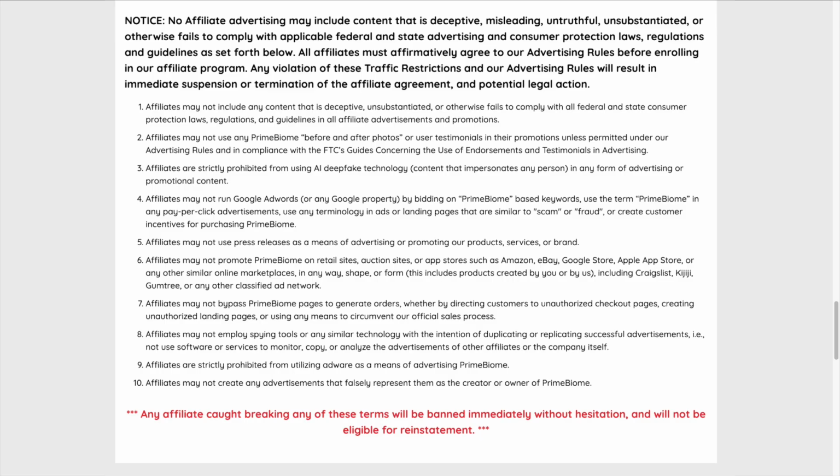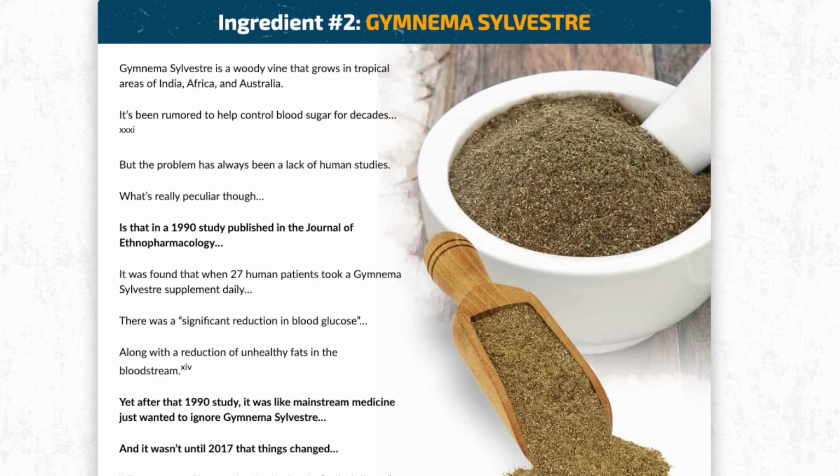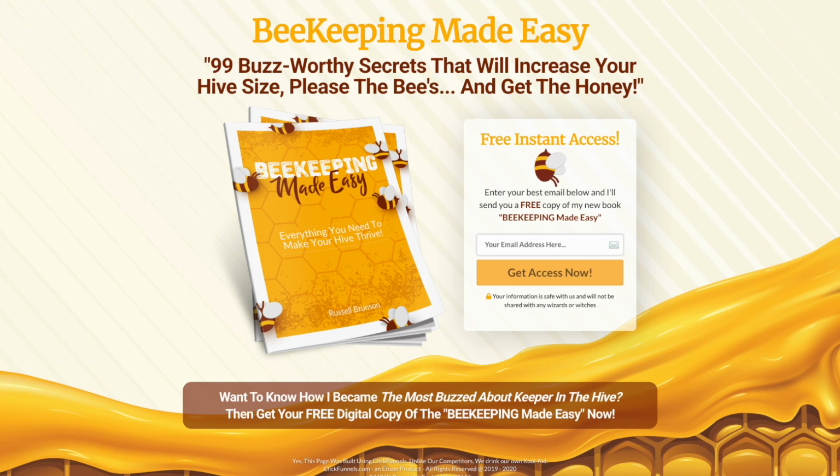Now, the rules of PrimeBiome say you can't say PrimeBiome on your landing page. It's a very stiff rule, and they really shouldn't have it, but they have it. So you just have to deal with it. So in this particular case, what I would do is introduce them to a supplement, but before I introduce them to a supplement, I need to collect a lead. I need to make them my customer first before I make them PrimeBiome's customer.